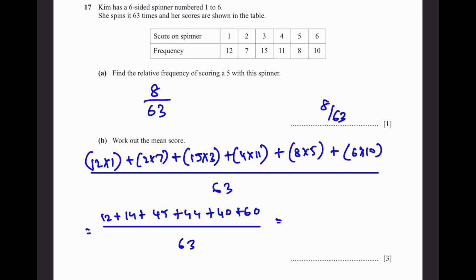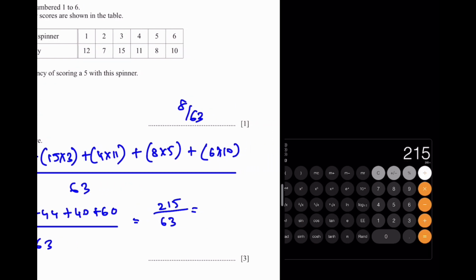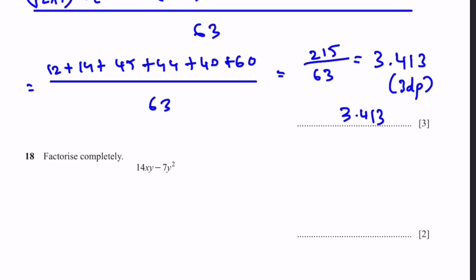And now let's get our calculator out. 12 plus 14 plus 45 plus 44 plus 40 plus 60. 215 by 63. That gives the answer as 3.413. And that's to 3 decimal places. That's the answer.